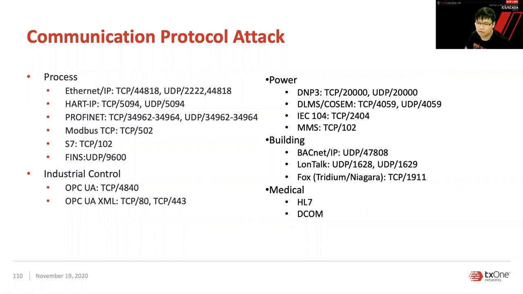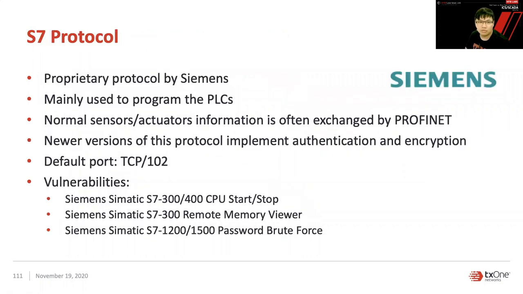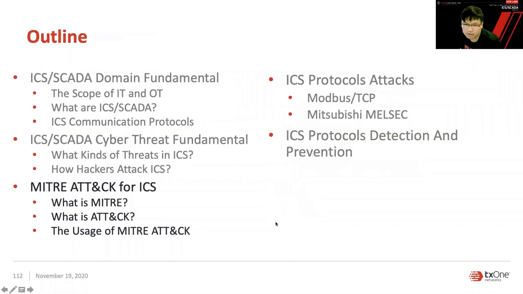So you can keep this in mind, and when you use a scanner or some proper tools to find an open port for TCP, then there may be an IP service. Nmap can also help you. Nmap basically supports S7, Ethernet/IP and Modbus scripts to support your scanning. And in the S7 protocol, there are usually already vulnerabilities for CPU start or stop, password brute force, or remote memory read.